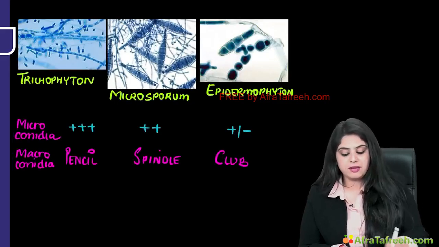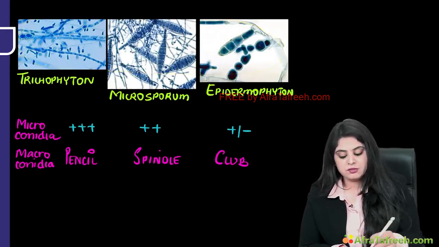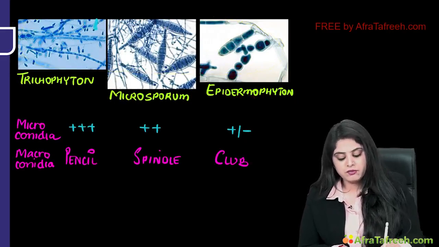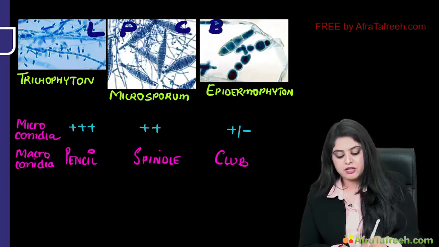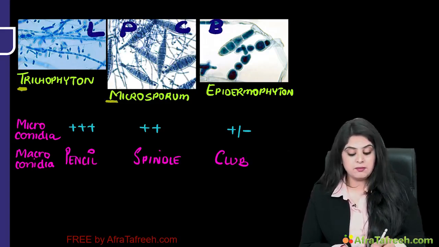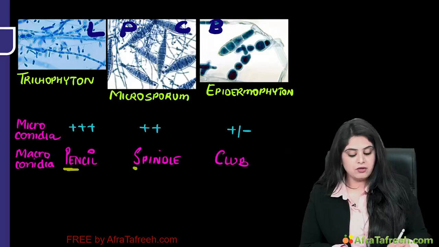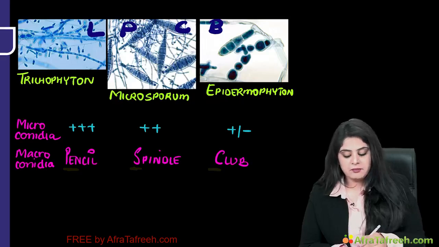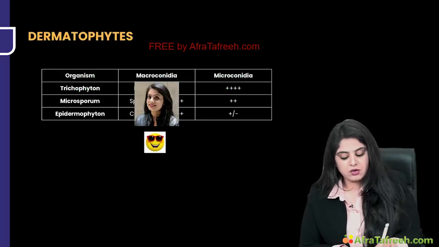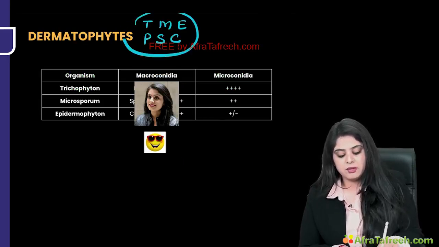So first take the exam, tell me why is this blue in color? What staining has been used? This must be the very famous lactophenol cotton blue. What you've used all throughout these is lactophenol cotton blue. Now I've arranged it in the Telegram group, TME: Trichophyton, microsporum, epidermophyton. And how will you arrange the macroconidia? PSE. So like I said, when you're talking about the Telegram TME, you have to do Preeti Sharma channel.